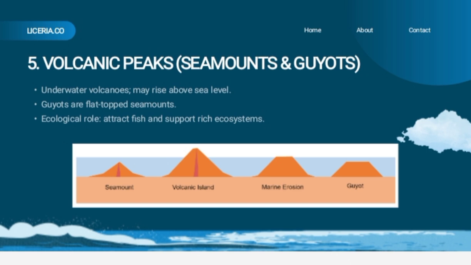Some seamounts have a flat top due to erosion by waves when they were at sea level. These flat-topped seamounts are called guyots. Seamounts and guyots are known to attract fish and support rich ecosystems. They provide a hard substrate for organisms to attach to, creating diverse habitats.